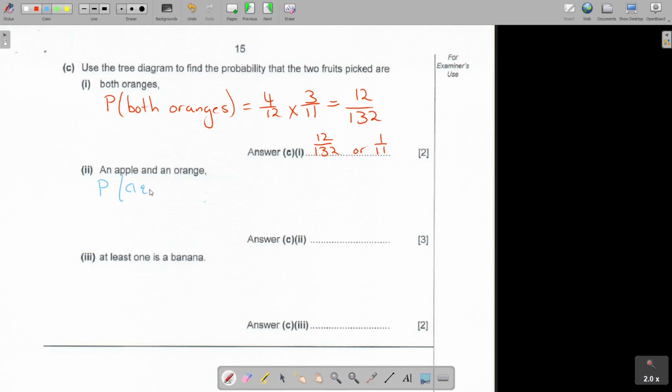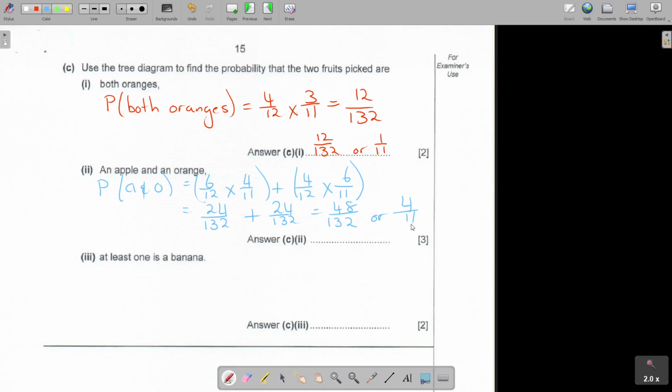Apple and orange. Okay, so it's going to be 6 over 12 times 4 over 11 plus 4 over 12 times 6 over 11. Okay, and then it's just going to be 24 over 132 plus another 24 over 132, and that is 48 over 132, or if you want, 4 over 11. But as I said, you can leave it unsimplified. Okay, now the next one.